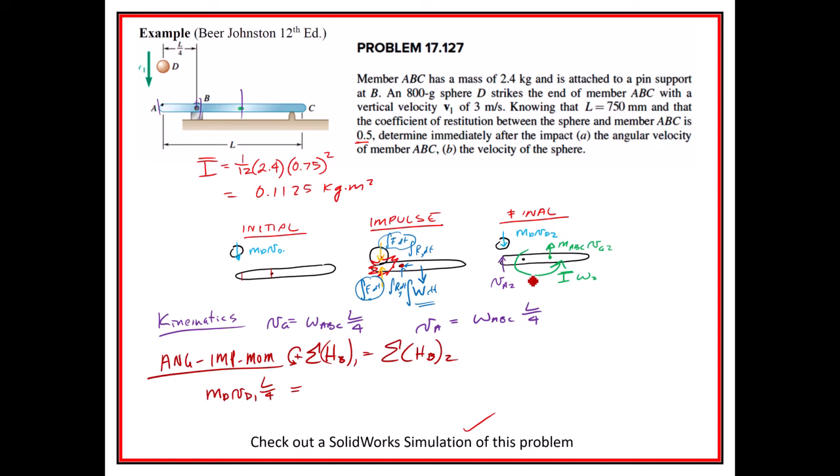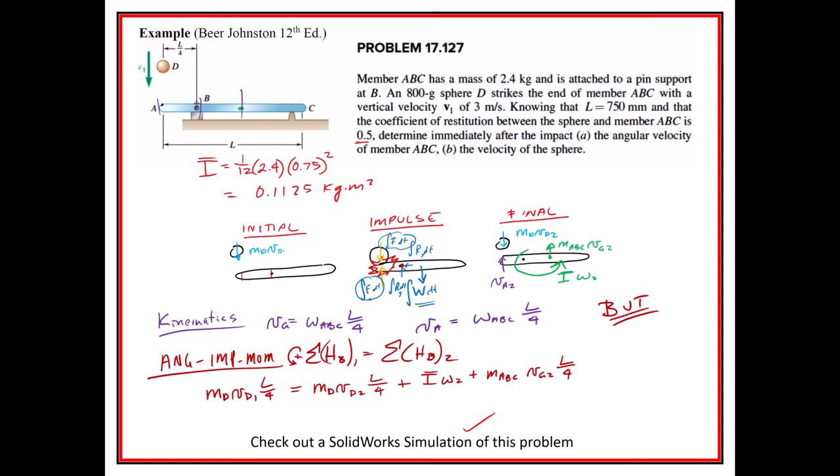And then on the right-hand side, well, the impulse goes away because we had the conservation of angular momentum that we're looking at. So we will keep the M d V d2 as positive, and that's also L over 4. And then we will take the I omega 2, right? But that's also going to be plus M ABC V G2 times L over 4.